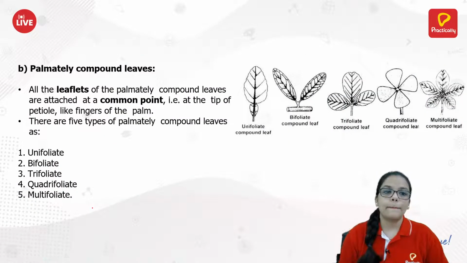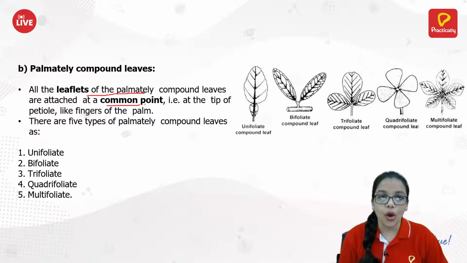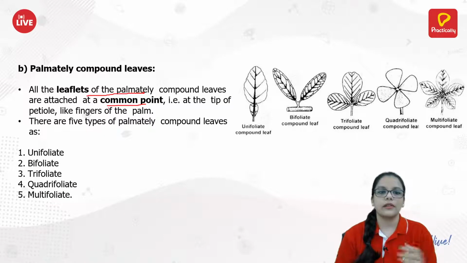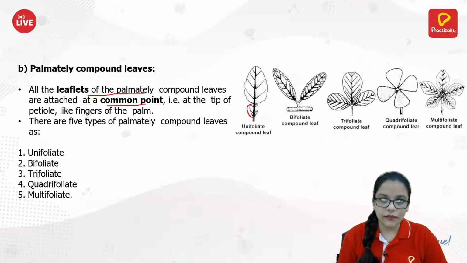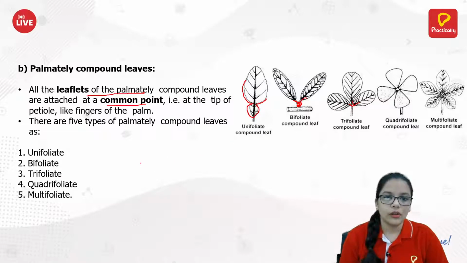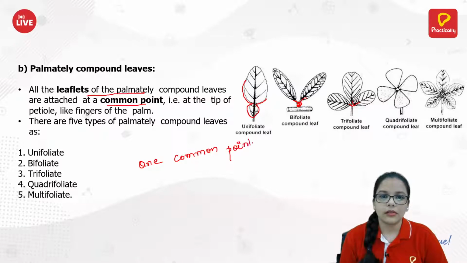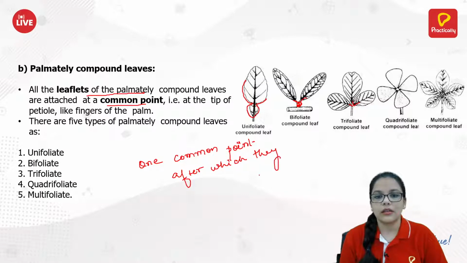Okay, then there are palmately compound leaves where leaflets are attached at a common point and then they will be segregated. See, here it is a common point. They are extending from a common point only and then they are segregating. See, one common point and then they are segregating. Here, one common point, segregating. So, these have one common point after which they segregate.